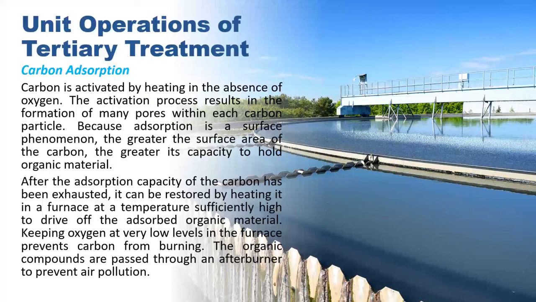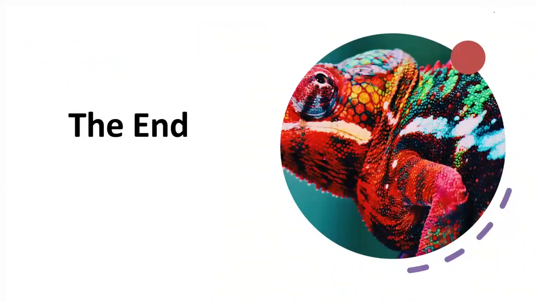organic material. After the adsorption capacity of the carbon has been exhausted, it can be restored by heating it in a furnace at a temperature sufficiently high to drive off the adsorbed organic material. Keeping oxygen at very low levels in the furnace prevents carbon from burning. The organic compounds are passed through an afterburner to prevent air pollution. So that's all for the wastewater treatment and technology.